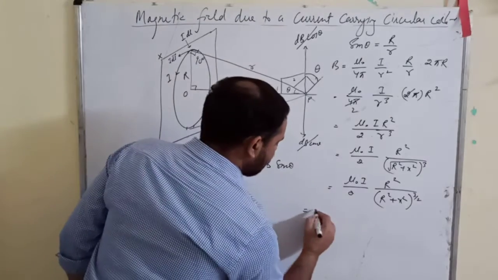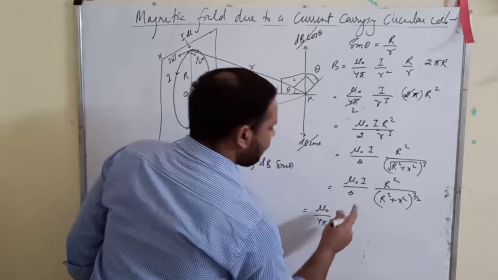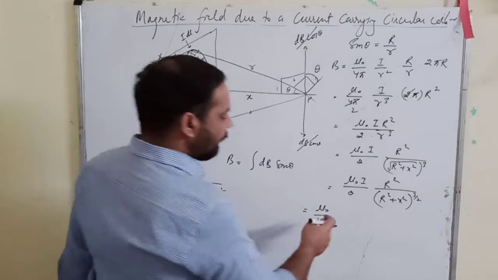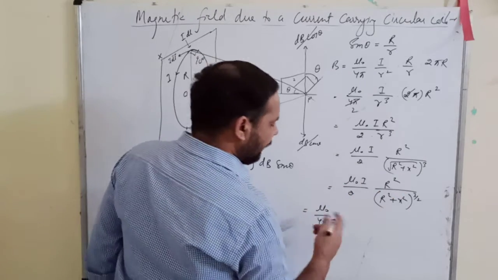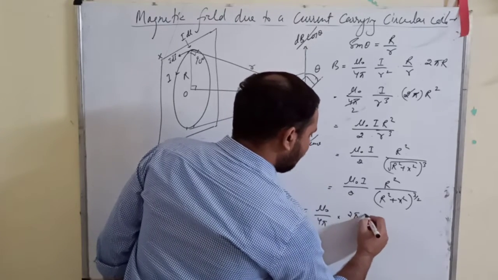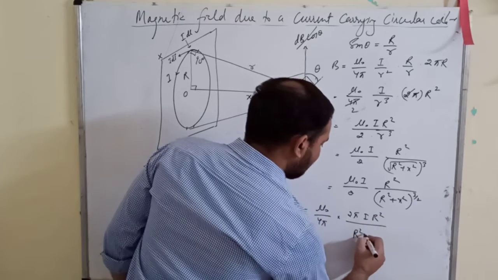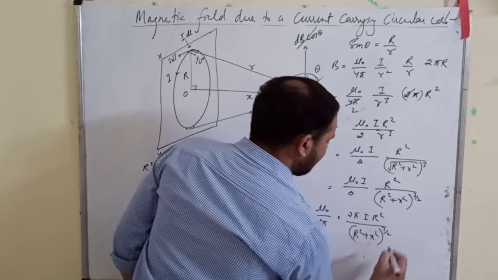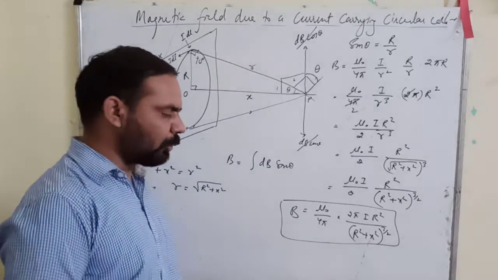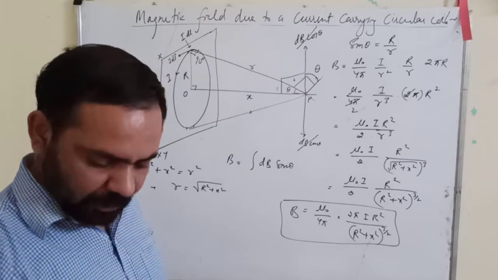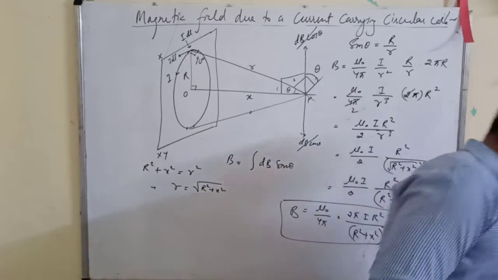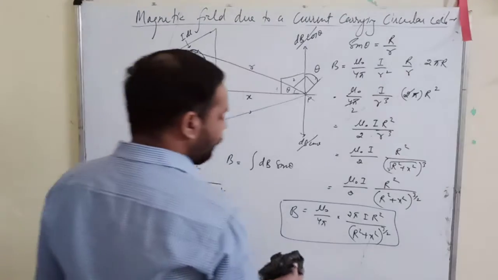Or you can write like this also, mu naught upon 4 pi, because generally we do not remove this, as we have a direct value for mu naught upon 4 pi. Then this is your formula, or you can write mu naught upon 4 pi and 2 pi I r square upon r square plus x square raised to the power 3 by 2. This is your formula for B, the magnetic field due to a current carrying circular coil.